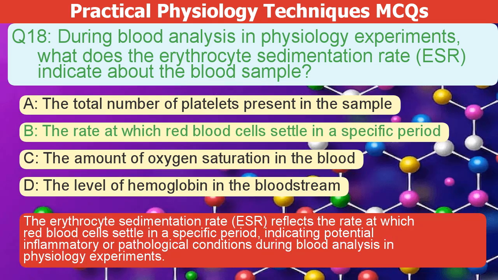The correct answer is B. The erythrocyte sedimentation rate, or ESR, reflects the rate at which red blood cells settle in a specific period. This indicates potential inflammatory or pathological conditions during blood analysis in physiology experiments.